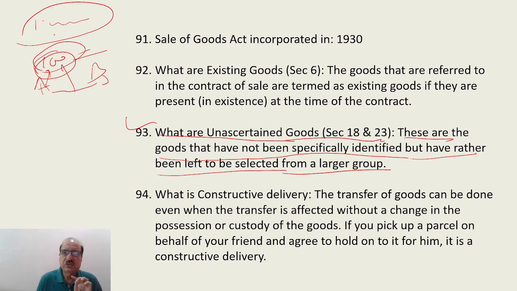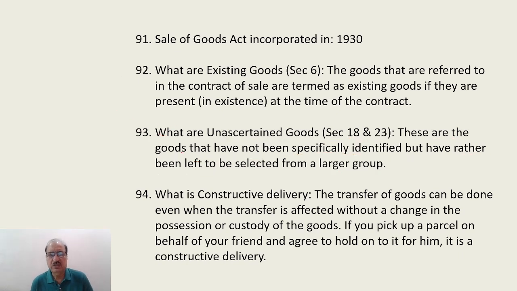So this is what is called your unascertained goods. Or like there are so many boxes of sugar or tea and not ascertained ki how much is there, maybe some 10 gram less or 20 gram more. So this is all unascertained goods, called your unascertained goods under section 18.